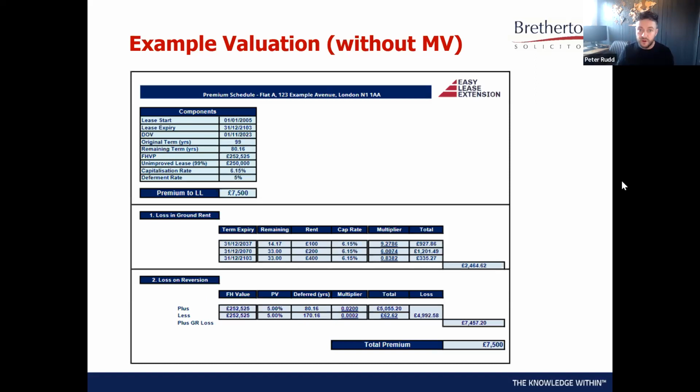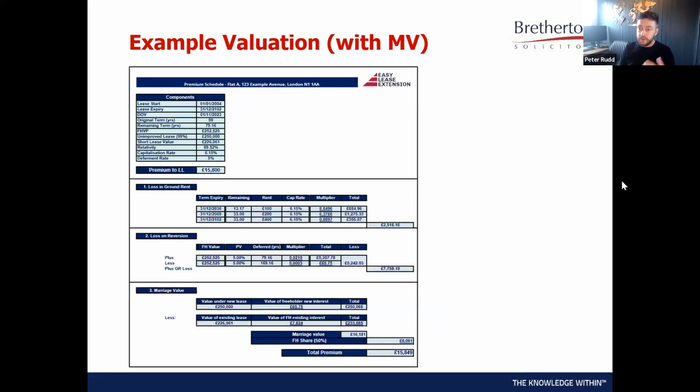So that's the first example without marriage value, and I'm going to lead on to an example that includes marriage value for the precise same lease with a term granted 1 year earlier. So Verity, if you wouldn't mind flicking over to the next slide. Yeah, you're on. So here we have a slightly longer calculation, and effectively the first two sections of the calculation, the loss in rent and the loss on reversion, are effectively the same.